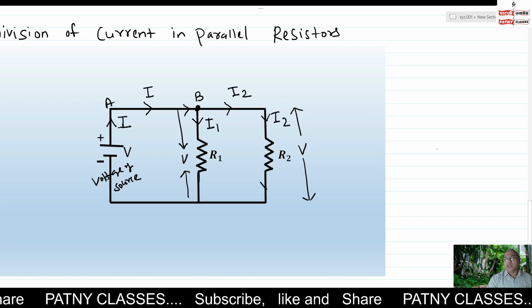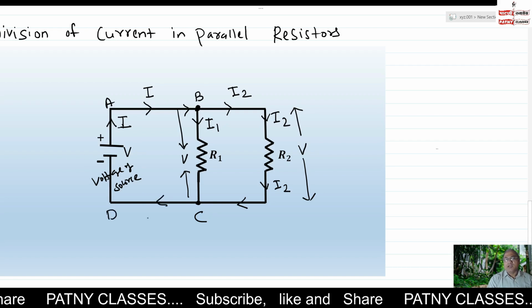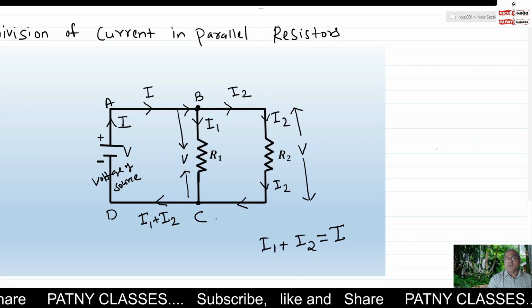When the current I2 flows through R2 and comes to the junction C, at the junction C the currents I1 and I2 meet once again, they combine, and from C to D the current is again I1 plus I2. So I1 plus I2 is nothing but the total current that is coming out of the source. Now our job is to find the expression for I1 and the expression for I2.